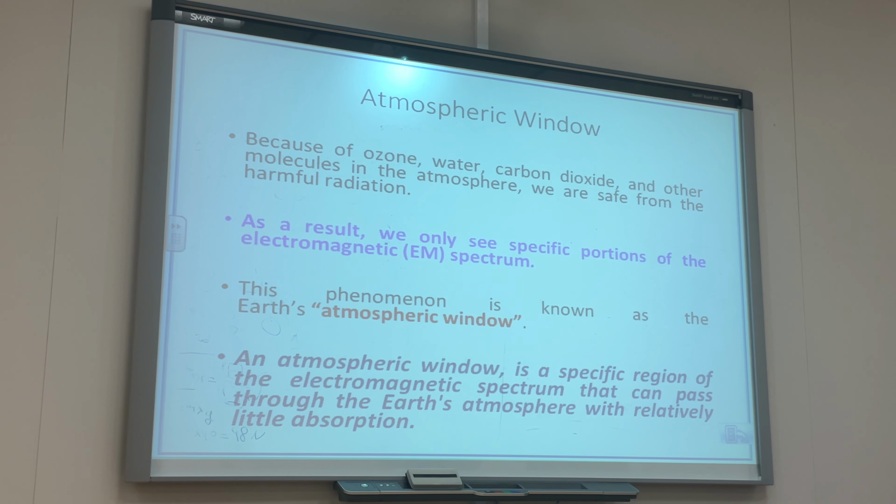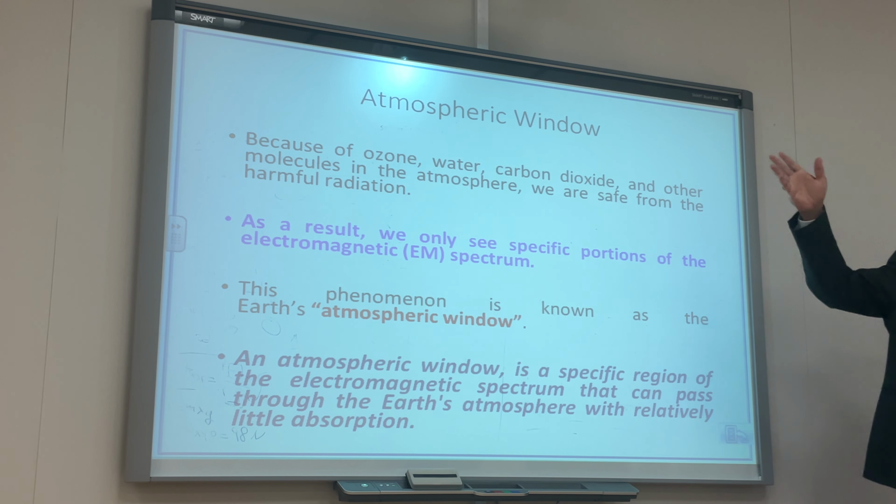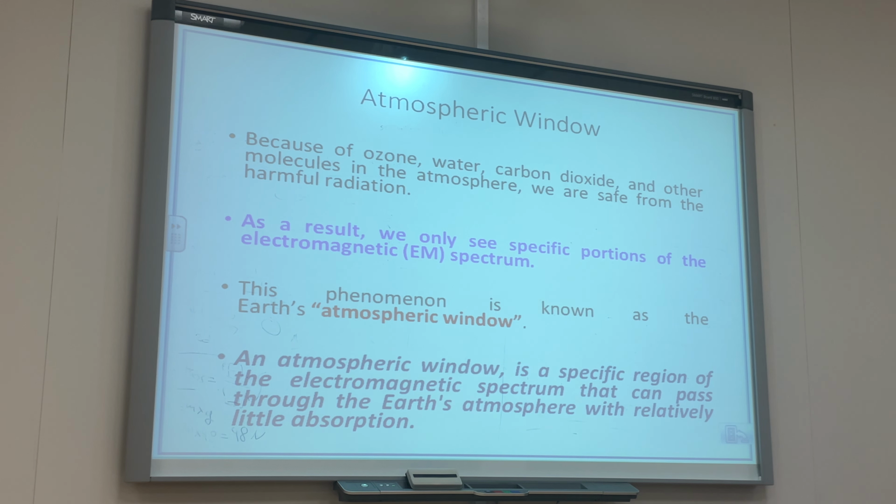Because of ozone, water, carbon dioxide and other molecules in the Earth's atmosphere, we are safe from harmful radiation. I told you, like X-rays and gamma rays, they are high energy electromagnetic radiations, and if they fall on the human body, it is very, very harmful. So there is a mechanism that all these high energy radiations are absorbed in the Earth's atmosphere itself. They do not reach the surface of the Earth. So that is why we are safe from these radiations.